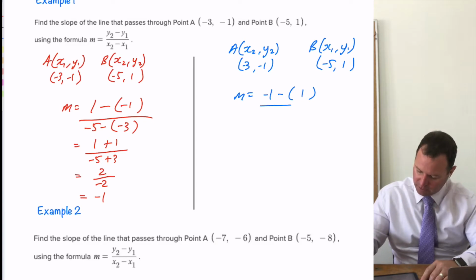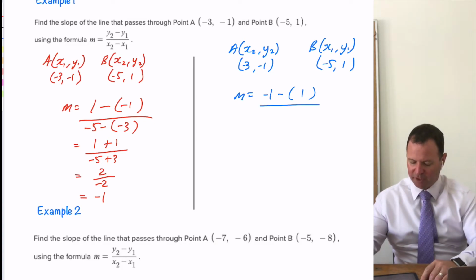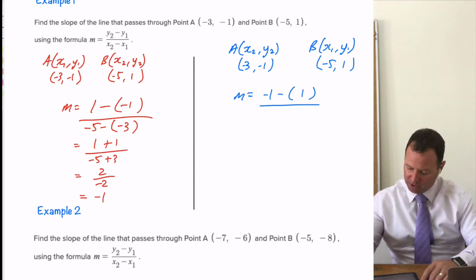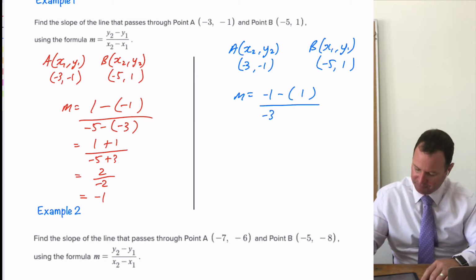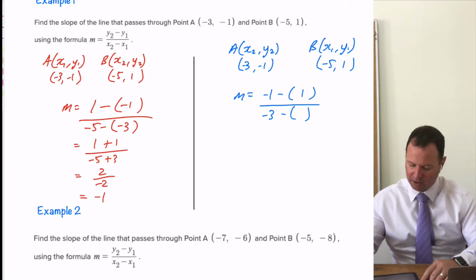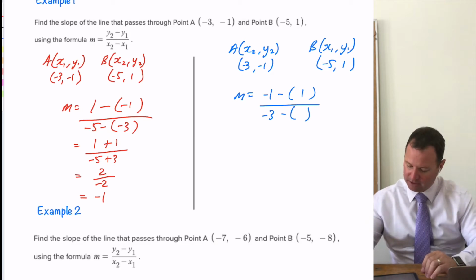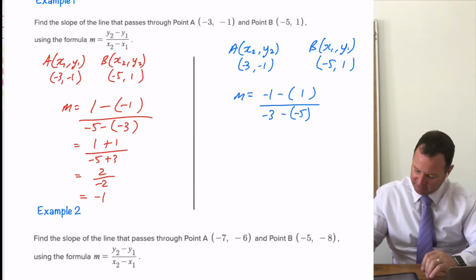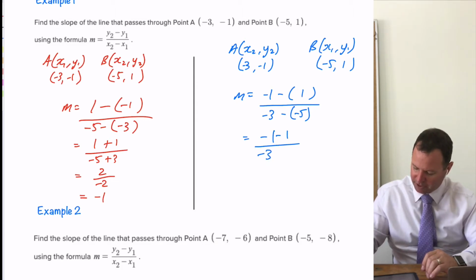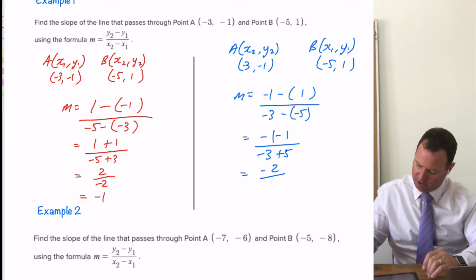So I'm going to write the 1 there. The bottom, I'm looking for my x2, which is my -3, minus bracket, whatever x1 is. So that's going to be my -5. So I've got -1, -1 on the top, and I've got -3, and that's going to turn into a positive on the bottom. So I'm going to end up with -2 on the top, and I'm going to end up with 2 on the bottom. So again, I end up with -1.